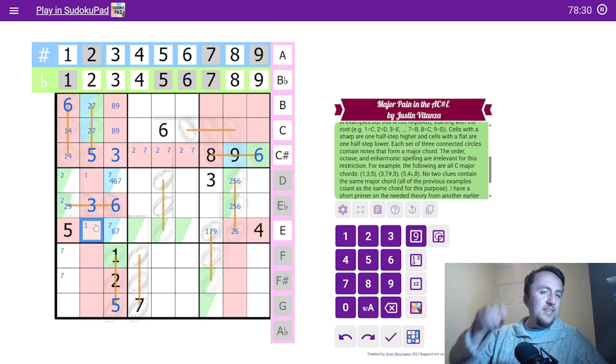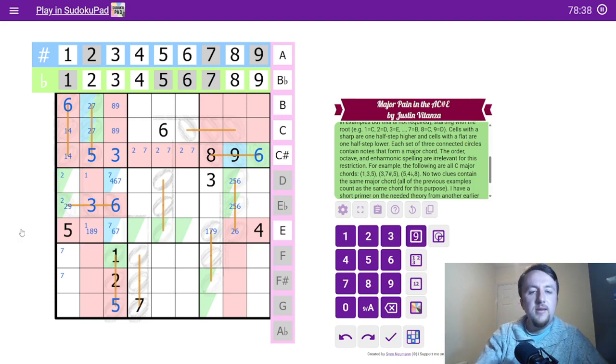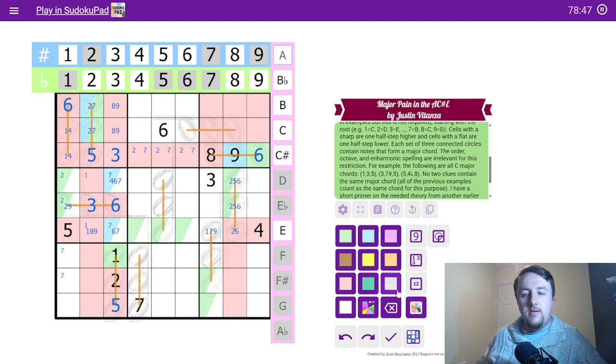So, is this cell restricted? It's not 2, 3, 4, 5, 6, 7. It's 1, 8, or 9. Okay, that's probably not where we need to look. But right, let's deal with the fact that we've just discovered A major. That's good. We are happy about that.